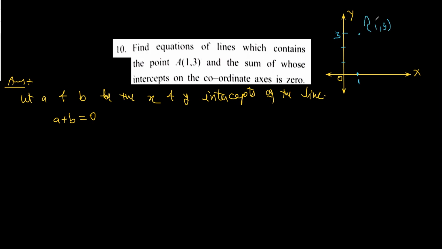Now the line is passing through this point, so I need to draw a line which passes through that point. So I will have a line passing through this, and it is cutting both the axes. Fine. I told you this is a very interesting problem. Let me extend this also.